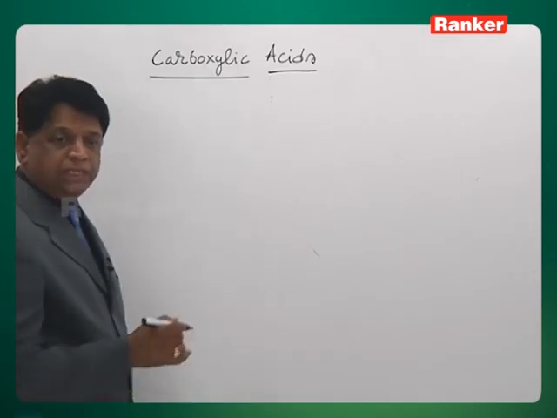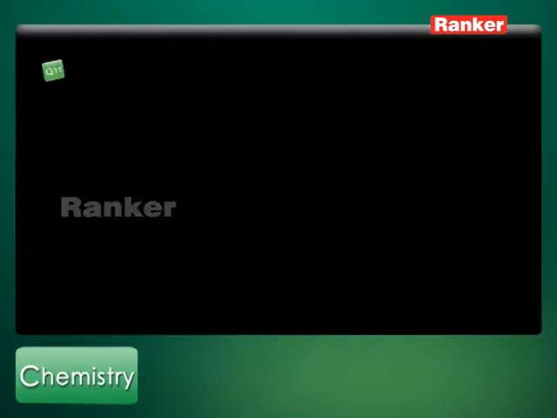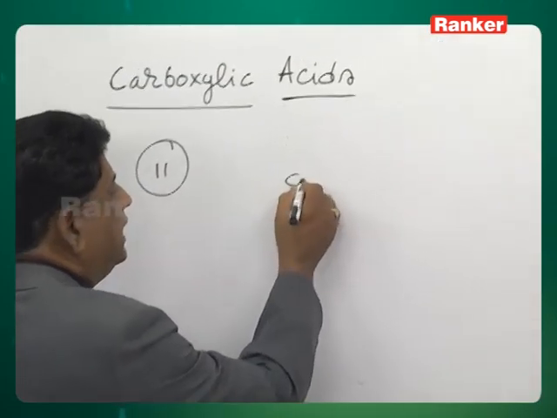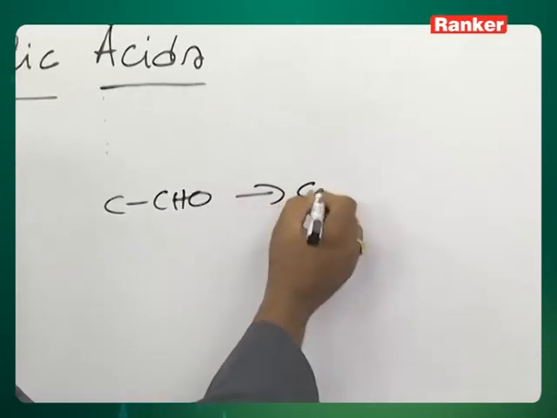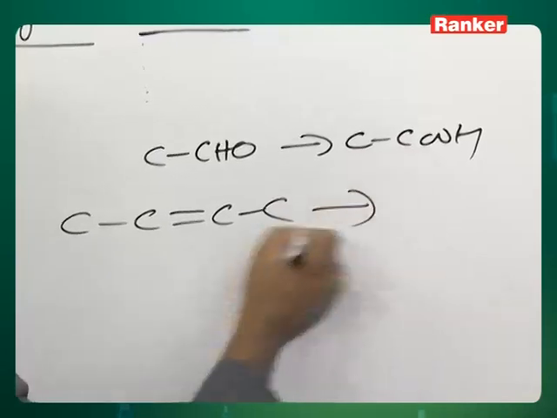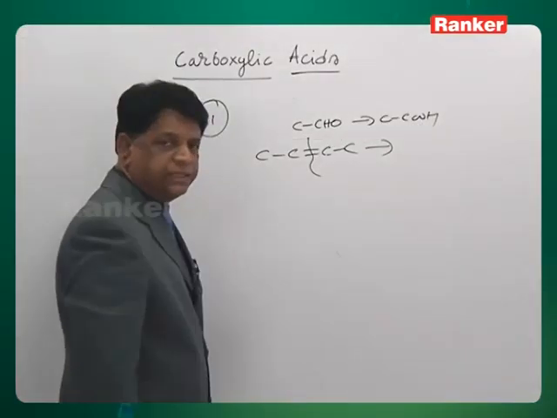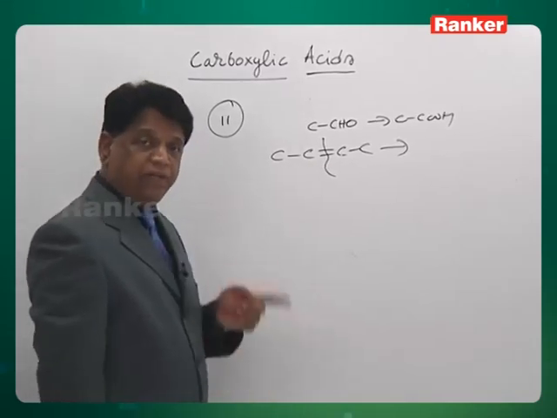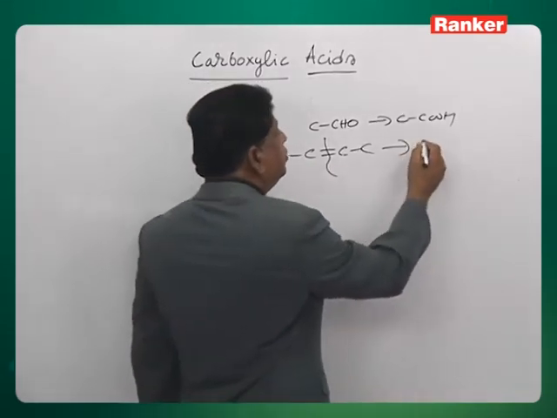Let's go to question number 11. Which of the following compounds will give acetic acid with permanganate in basic medium? So it is an oxidation reaction. Perhaps different compounds are given, and they are asked for the oxidation reaction. You get acetaldehyde, and oxidation gives acetic acid. Even an alkene containing this type also undergoes oxidative cleavage, like ozonolysis or acidified permanganate or alkaline permanganate with heating. It cuts and you will get 2 moles of acetic acid.